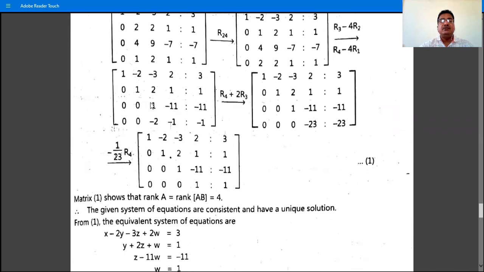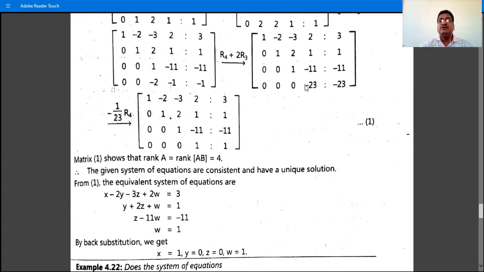Then we have to reduce this element to 1. It is already 1. Then reduce this minus 2 to 0. So the operation is R4 plus 2R3. That is, multiply R3 by 2 and then add to R4. So minus 2 plus 2 becomes 0. And then minus 22 minus 1 becomes minus 23. And again minus 22 minus 1 becomes minus 23. Then reduce this minus 23 to 1. So the operation is minus 1 by 23 R4. The change is only in the fourth row, and we have 1 at this place.